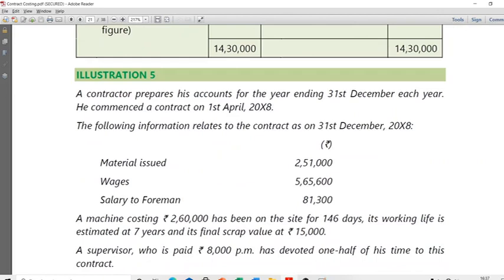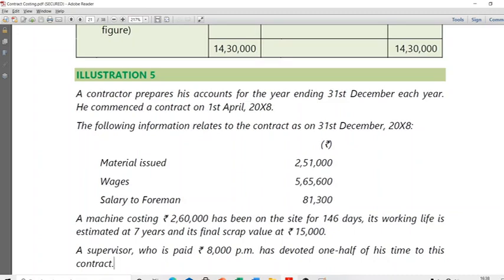Illustration 5. Again, here also we are going to prepare a contract account, calculate notional profit, all those things. But our calculation is going to be absolutely simple, and we will just have one new learning element regarding uncertified work. We'll have to calculate a certain thing. But again, that's going to be pretty simple. If I explain, you'll completely understand everything. So it's about that.